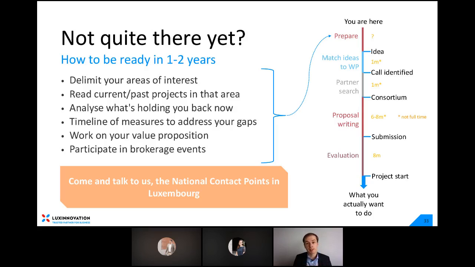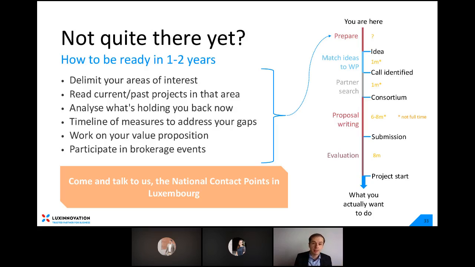Partner search takes time, building a consortium. First you start with a core consortium and then you extend. This all takes time. Consolidating your idea, again, takes time. And then even before you're ready to have your idea and commit to a call, there's an element of preparation.